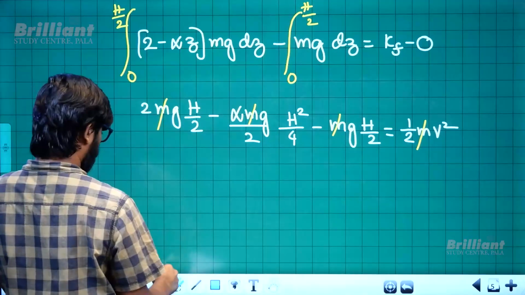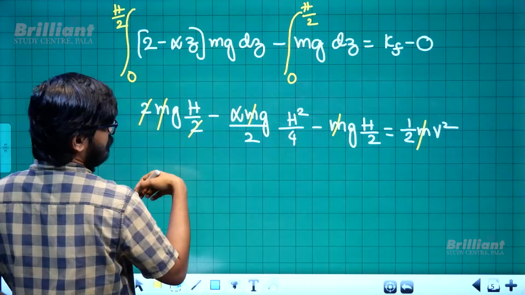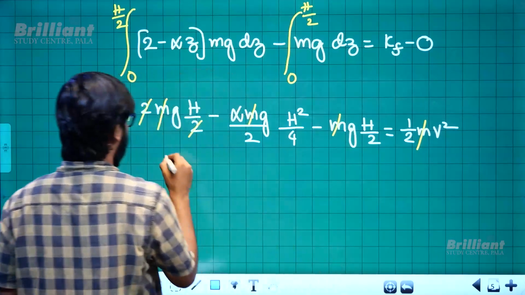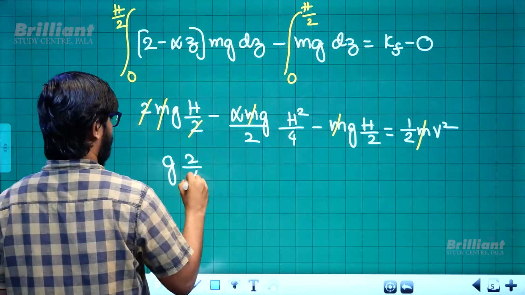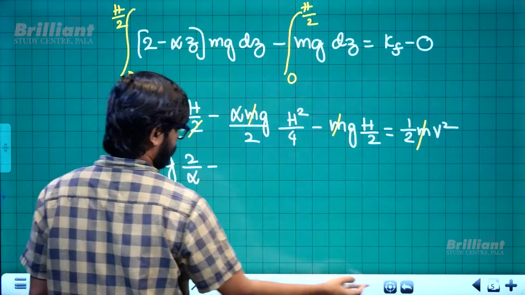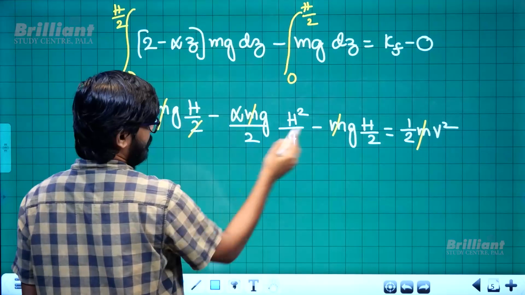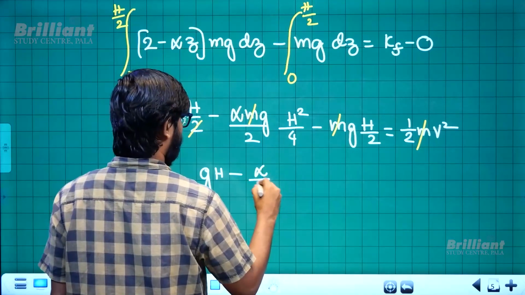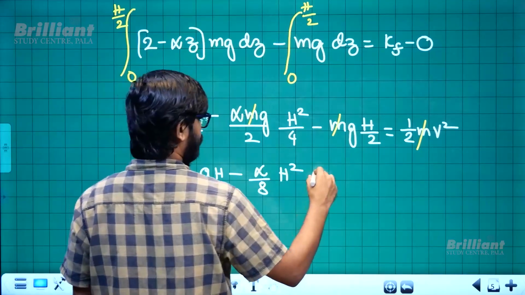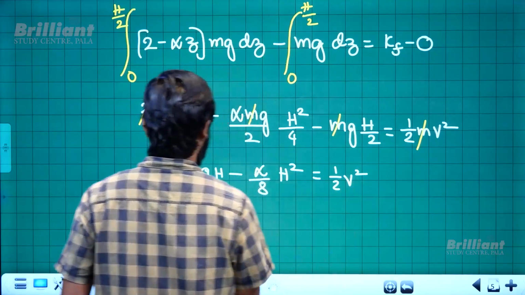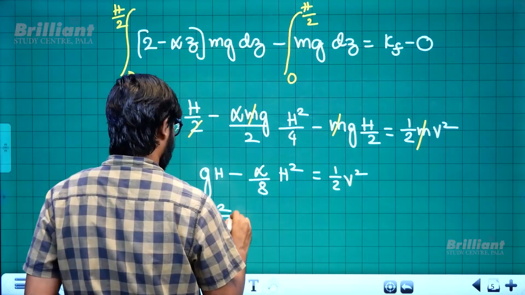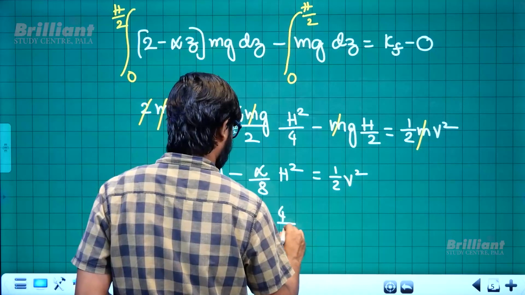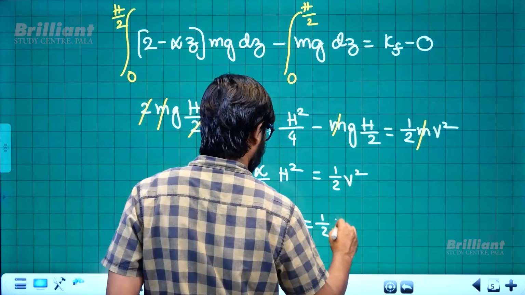So 2 and 2 will go, yes, fine. When you substitute the limits, what is the value of h? The h value is 2 by alpha. We got g into 2 by alpha minus... or else I can substitute it in the next step. So this is gh minus gh by 2, so I will be getting gh minus alpha by 8 h square equals to half v square. G into h is 2 by alpha minus alpha by 8 into 4 by alpha square equals to half v square.